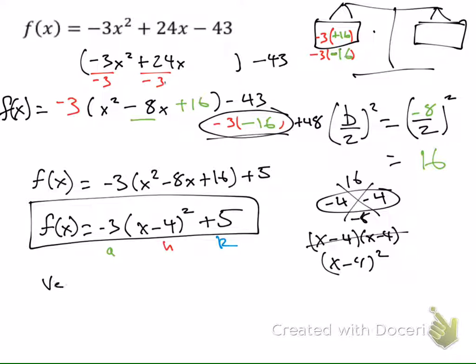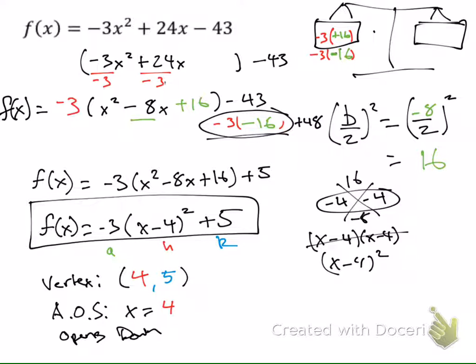Just know your vertex would be the h and k. So in this case, the opposite of h, which was negative 4, would be positive 4. And k, your 5. Axis of symmetry is just your h, but with an x equals, so x equals 4. And then our a is negative, so we know it opens down. And that's it. Thank you.